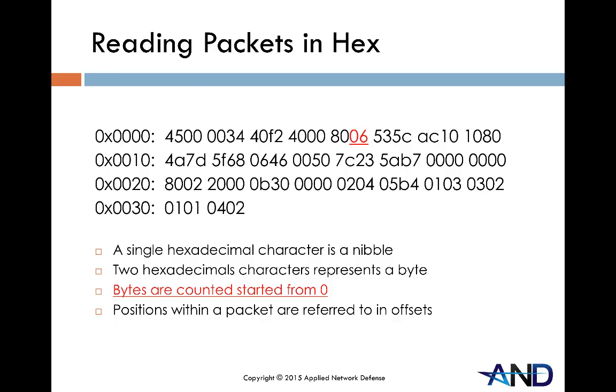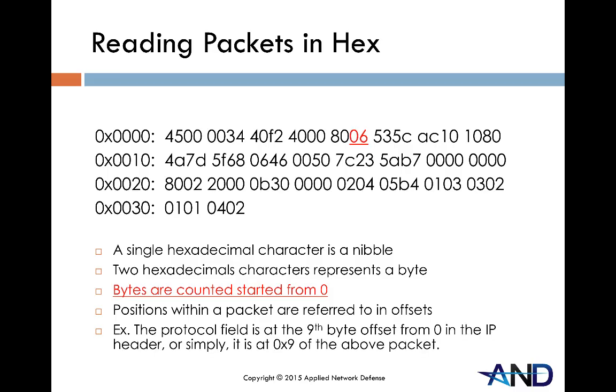So when we reference the 06 that's highlighted, we're saying that this is the 9th byte offset from 0 in the IP header, or we can denote that by using the 0x9 as listed here on the bottom of the screen. And that's just saying 9th byte offset from 0. And this happens to be the protocol field of the IP header, which is a very important field because it tells us what protocol to expect next after we've already parsed the IP header. And we'll talk about why that's important here in a minute.